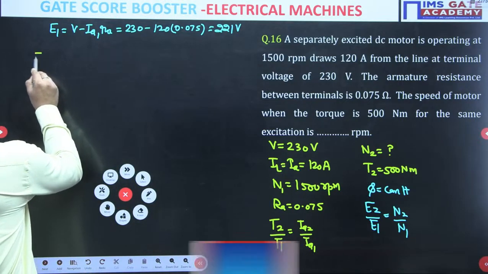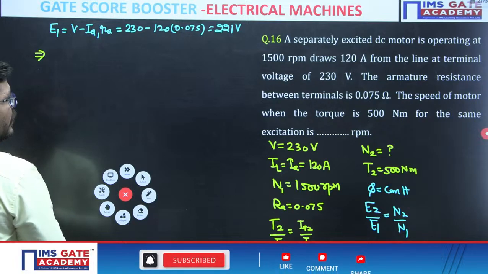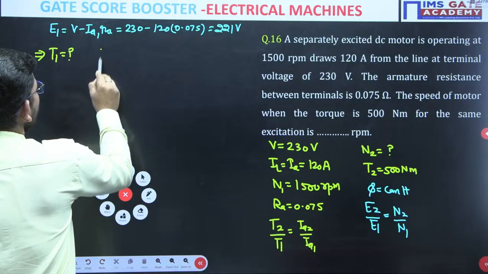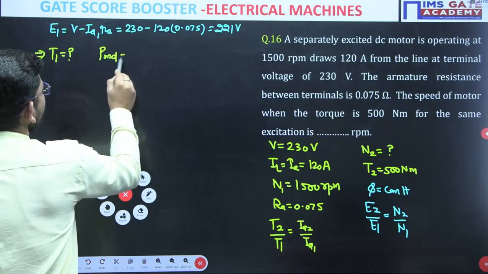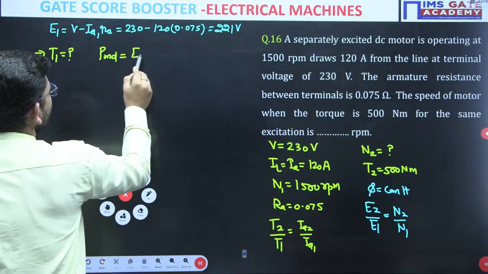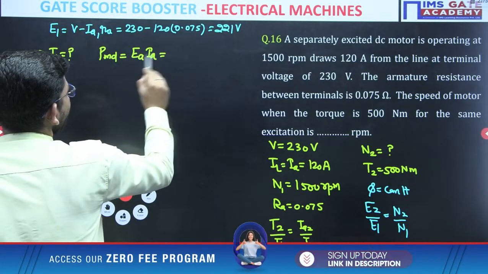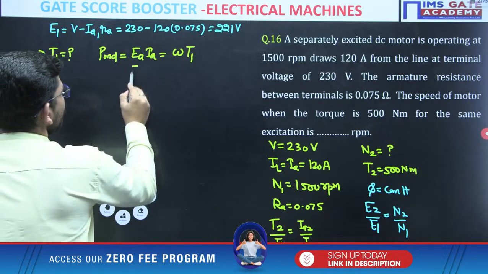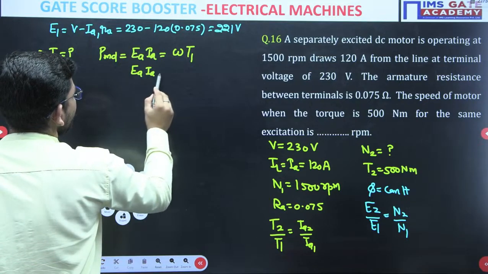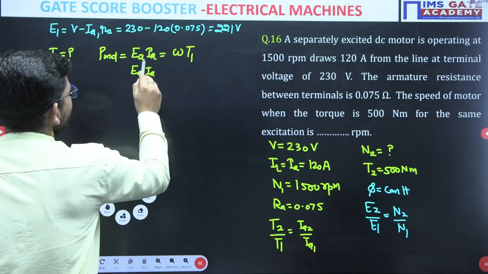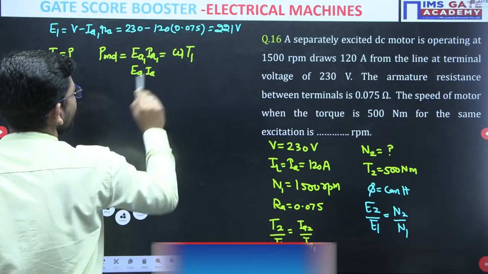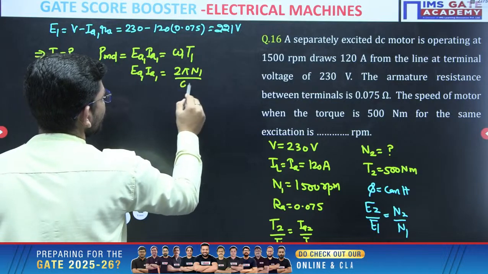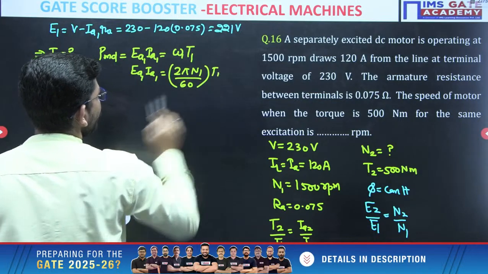So to get T1, what we will do? T1 in the first case. You know that PMD is equal to EA into IA, and PMD will be omega into tau. So EA into IA, here it will be EA1 IA1, omega 1, and omega 1 will be 2 pi N1 by 60 into T1.